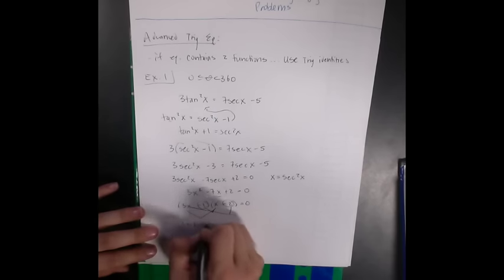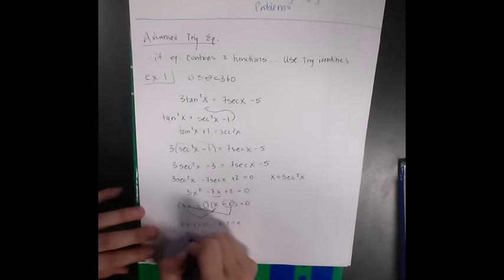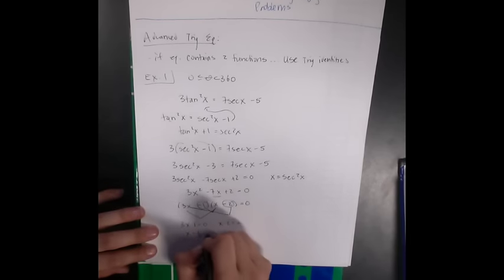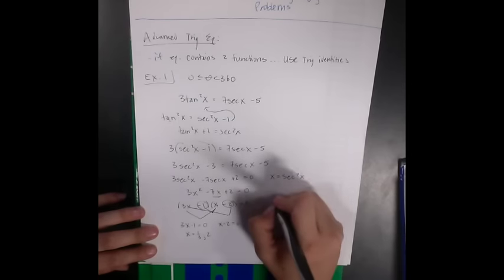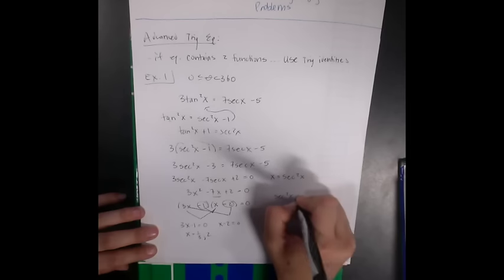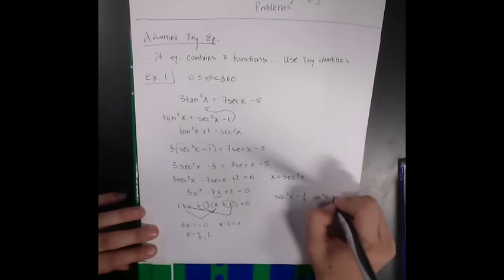Now, I'm going to set my mini equations. So 3x minus 1 equals 0 and x minus 2 equals 0. So I get x is 1/3 and 2. Now I know that x is secant squared of theta. So I now get the secant squared of theta is 1/3 and the secant squared of theta is 2.